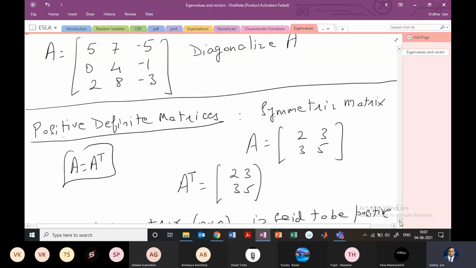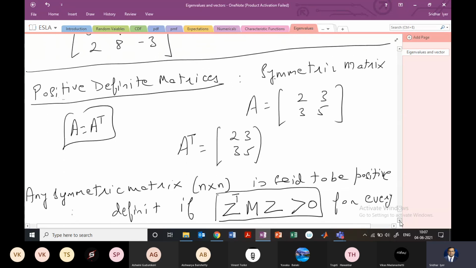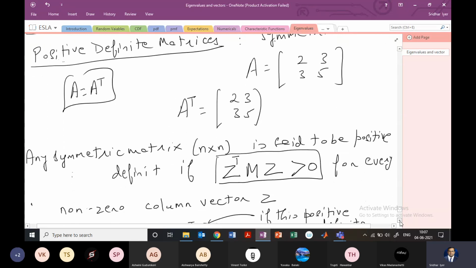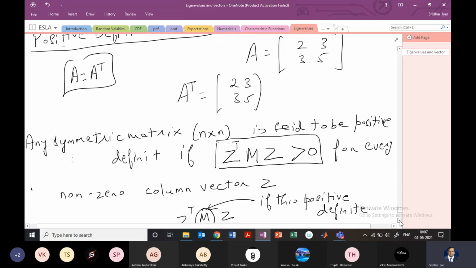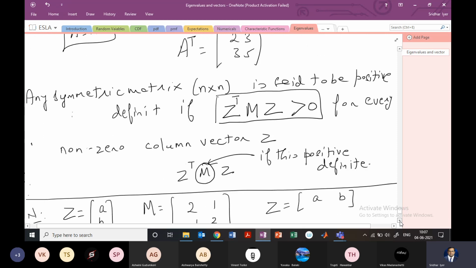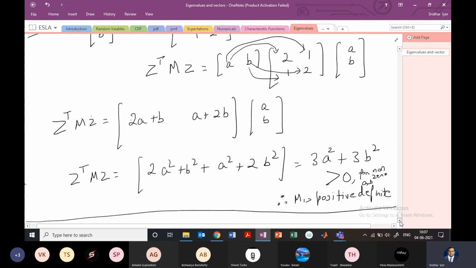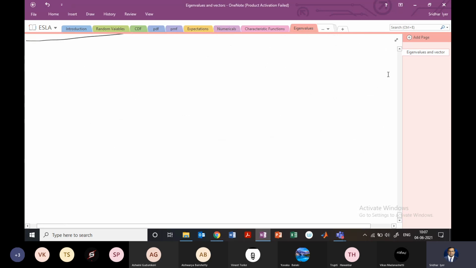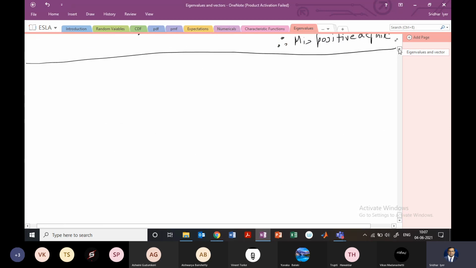And then we just started off with positive definite matrices, which says that for a given matrix Z, if we have Z transpose M into Z greater than 0, then we can say that M will be positive definite. So we just looked at a numerical last time. Now let's look at another numerical. It's a very simple concept, positive definite matrices. I think last time in the model question paper, there was a question on this.